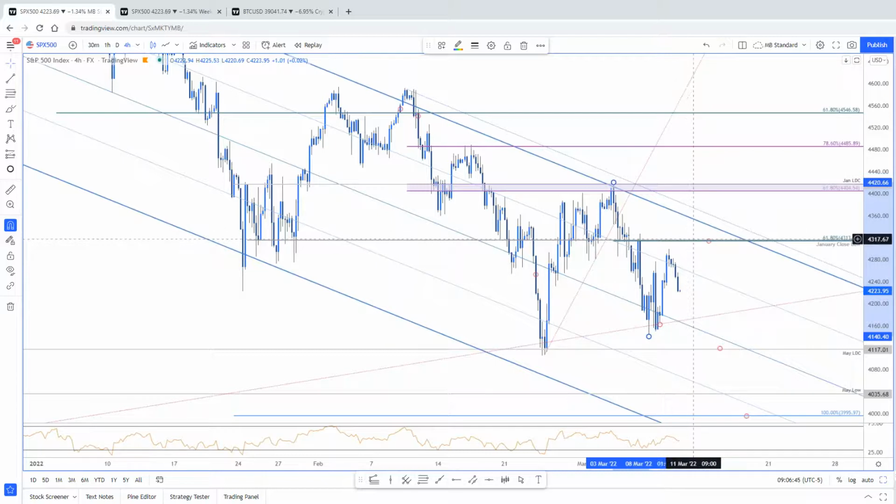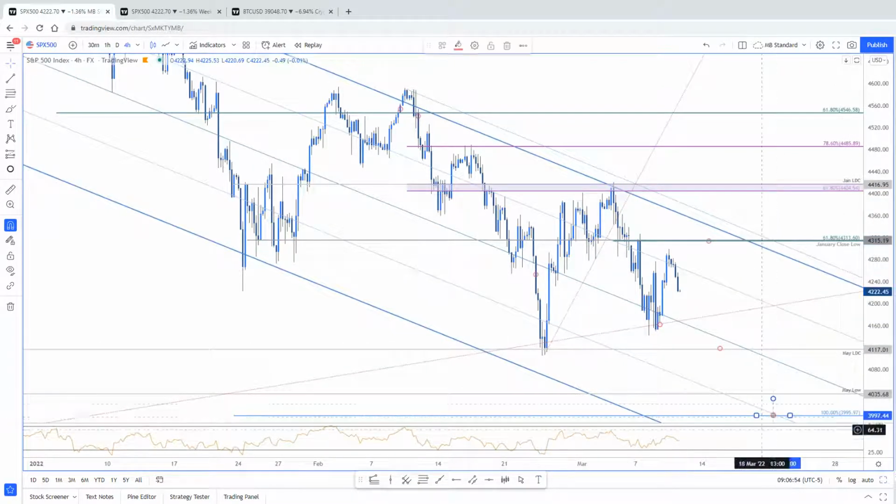If we are heading lower, need to see a break of that median line to go for 41.17 and 40.35. Again, 39.95 being sort of the major key support zone you're looking for on the downside.